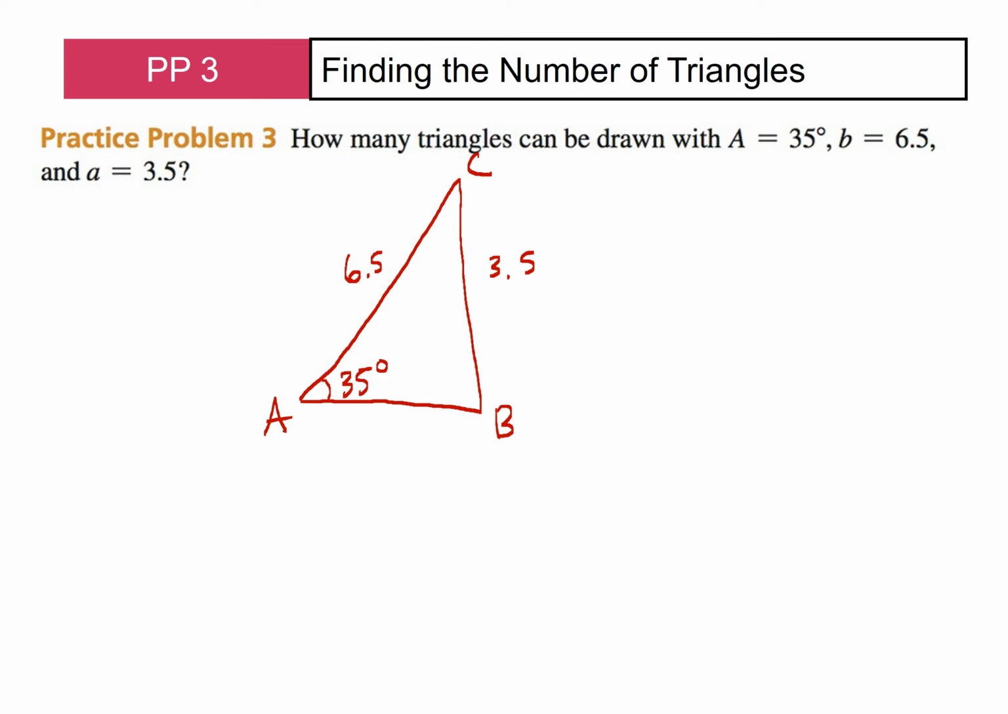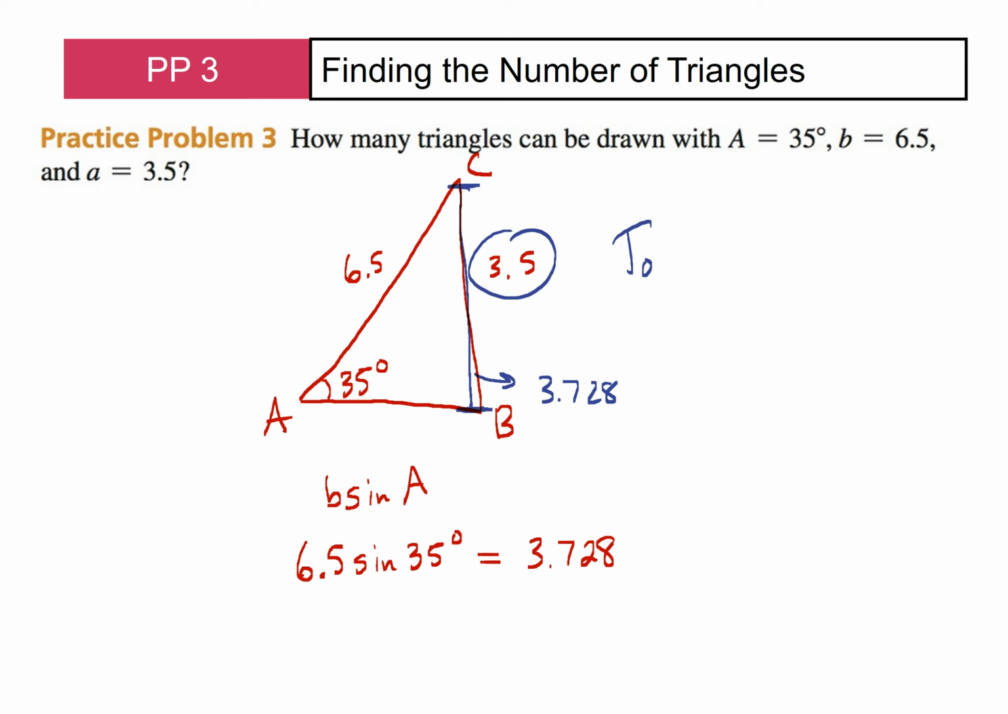Okay, so here it is. We're going to try to compare this. The comparison is B sine of A. Plug that in: 6.5 sine of 35 degrees, and we get an answer of 3.728 on our calculator here. If this is the case, what do we have? Well, it says that the minimum required to go from B all the way to C would be 3.728. Now our A value is 3.5. It is too small.